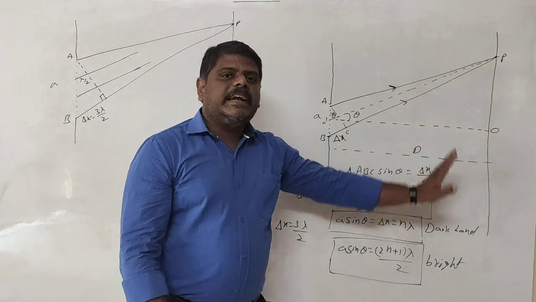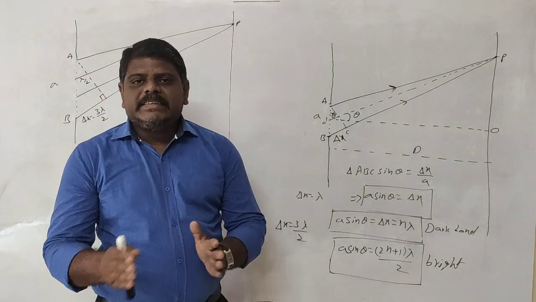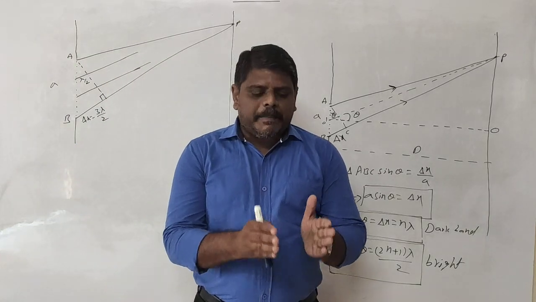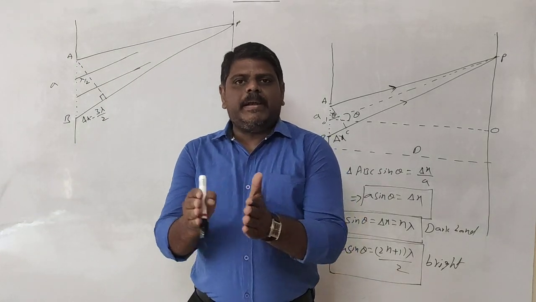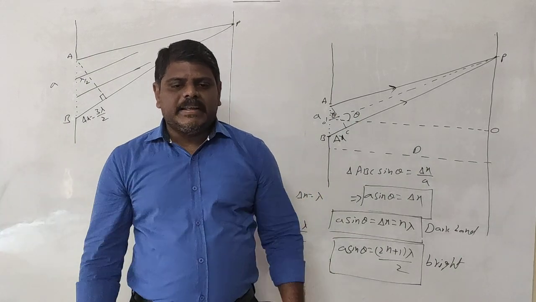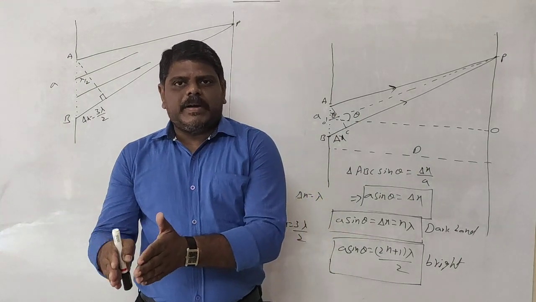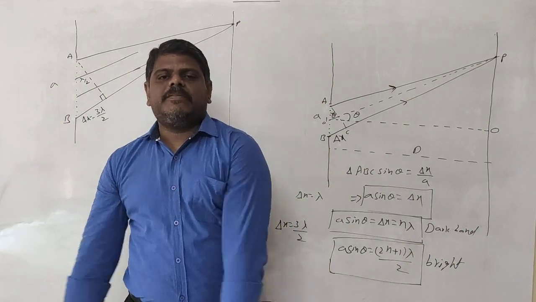With the central bright band itself. This is the difference between the interference and the diffraction. In the interference, what happens? Each and every fringe will have the same intensity. It will maintain the same intensity: same bright band, same intensity of bright band, same intensity of dark band.